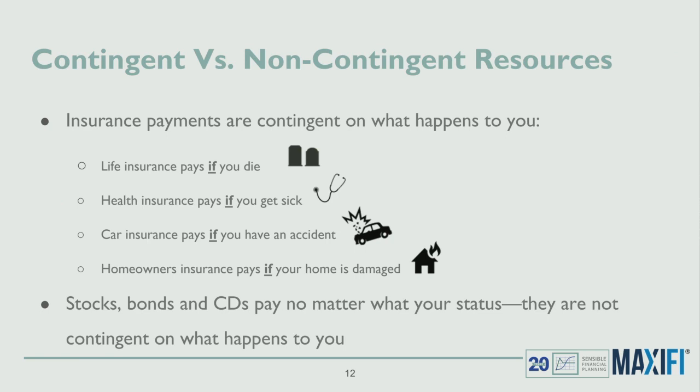If you think about health insurance, health insurance makes payments if you get sick, but only if you get sick. Car insurance pays off only if you have an accident. Homeowners insurance pays off only if you have a bad outcome. Well, what about Social Security? Next slide, please, Tim.